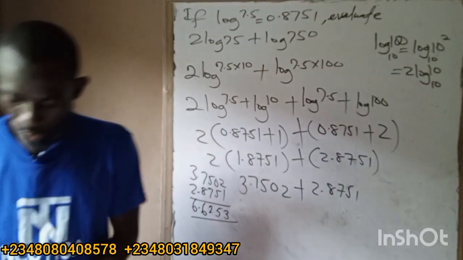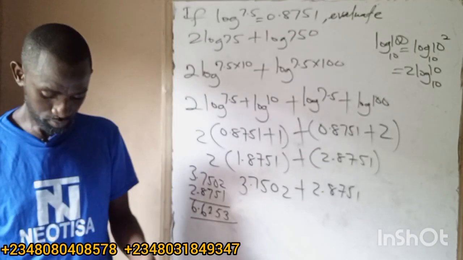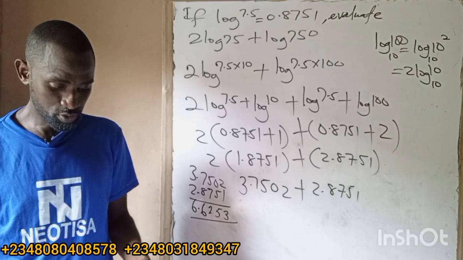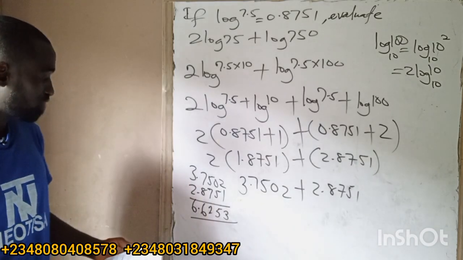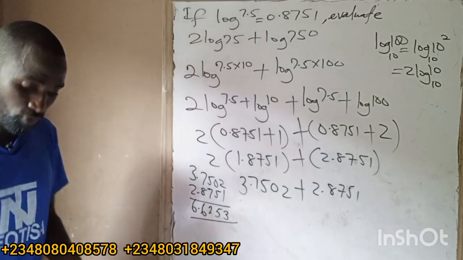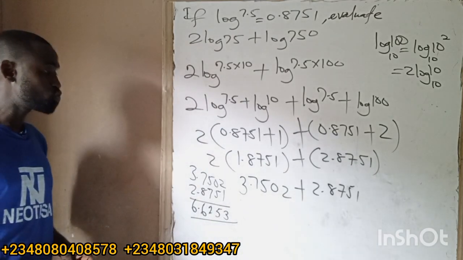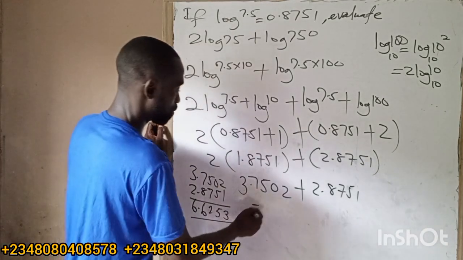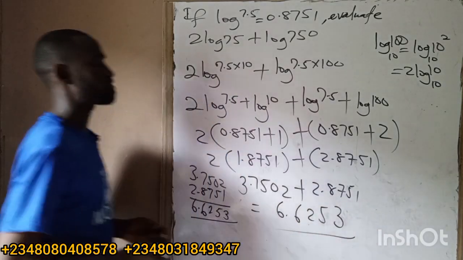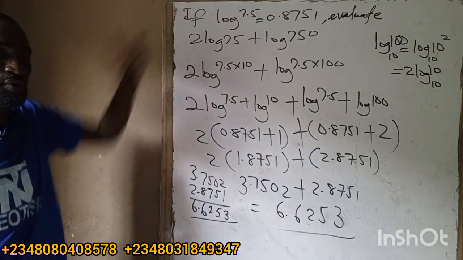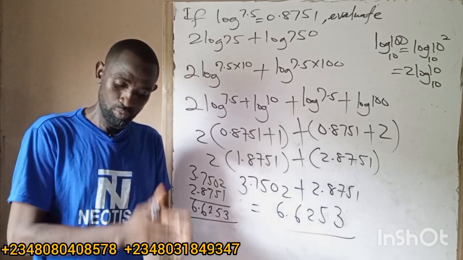So let me see the options. So let me confirm from the options. So we have 6.6253. So that option is the correct answer. 6.6253, so our answer is also the same. I solved the question based on the given effect. It is as simple as that.